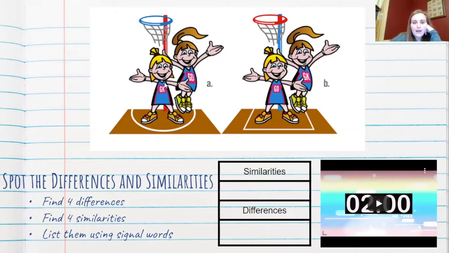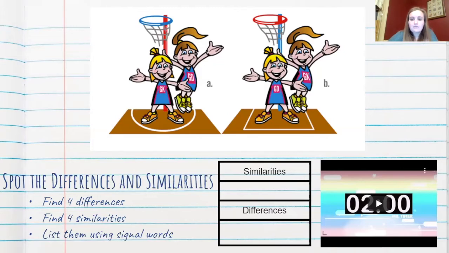You could have said, what other differences are there? The girl in the middle in picture A is wearing GK on her uniform. However, in picture B, she's wearing GD or GL. I don't know, I can't read that letter. All right, so that's what you should have had written down. This is just kind of a way for us to warm up and practice using our signal words.